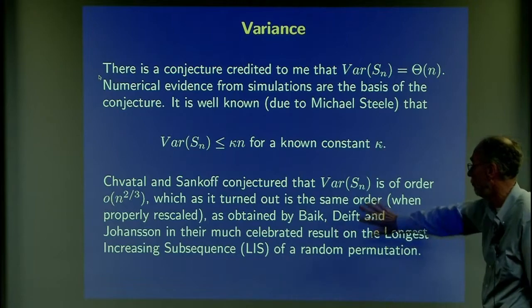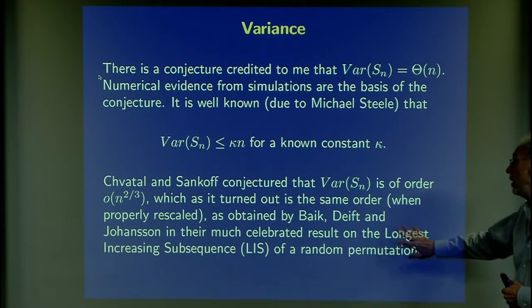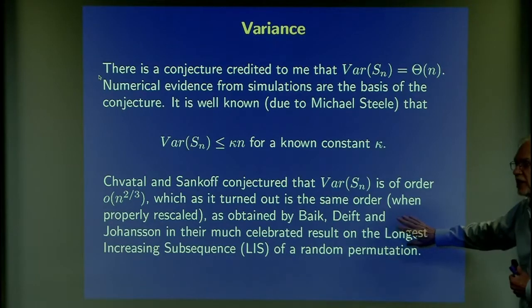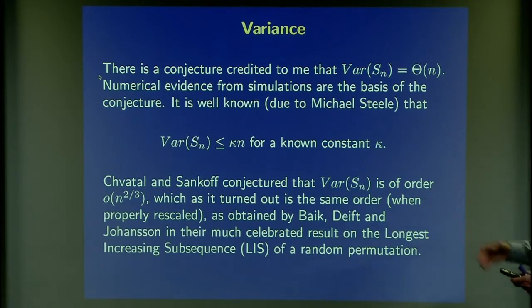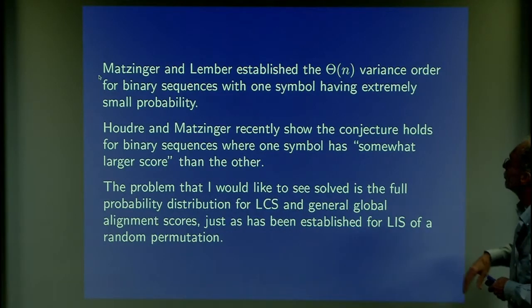So Chvátal and Sankoff were very smart guys, but it may be they were wrong in this case. Oh, and I also should say that when these results came out, I think Persi Diaconis, even in print, said that he was optimistic about obtaining the full distribution of the longest common subsequence, because here there's a related problem with the solution. There's some work in the variance direction.